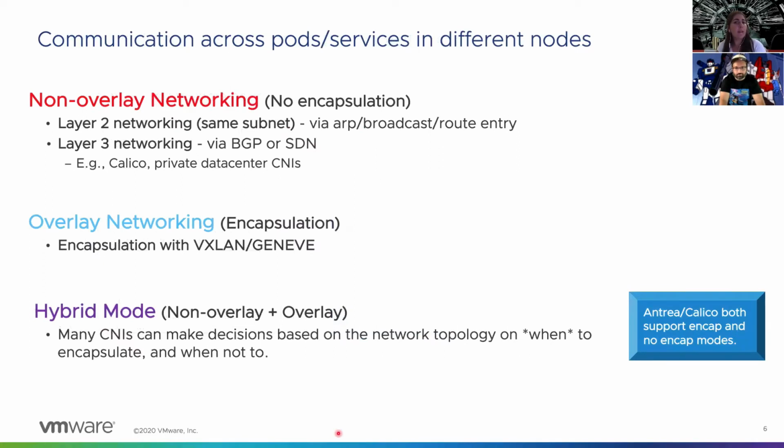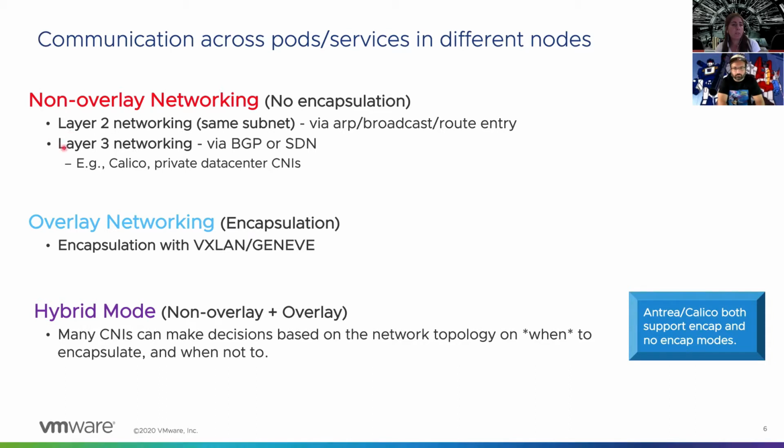So we looked at how pods can communicate with each other in a single node. When there are multiple nodes, there are different networking approaches CNI offer. We can categorize them as non-overlay and overlay networking approaches. So the first option in non-overlay networking is layer 2 networking. When the nodes are in the same subnet or VPC, virtual private cloud, traffic can be routed using L2 networking.